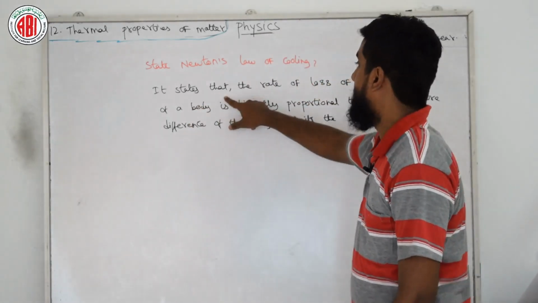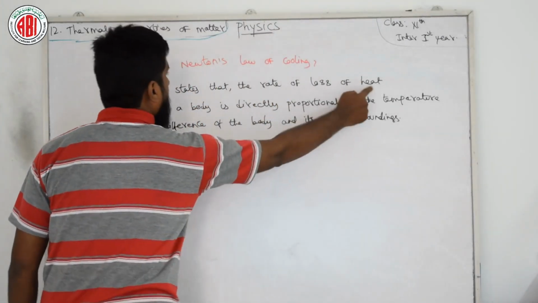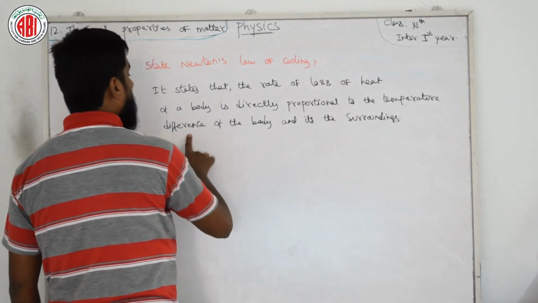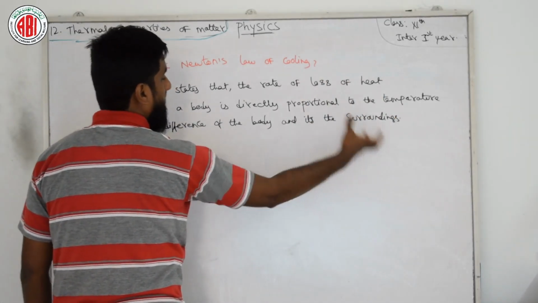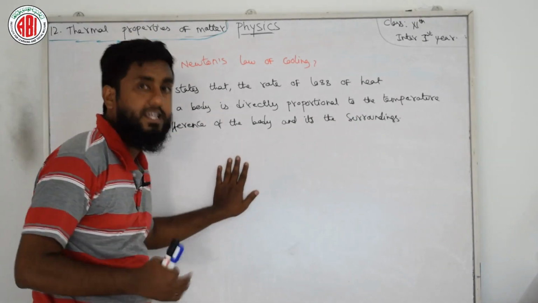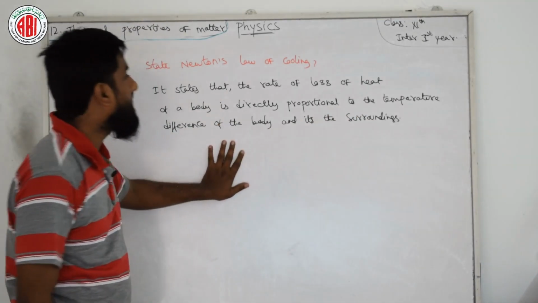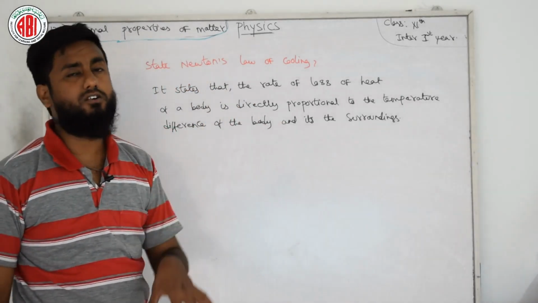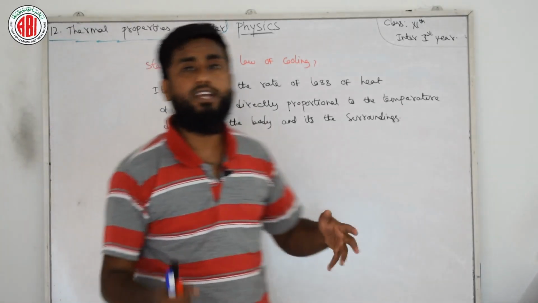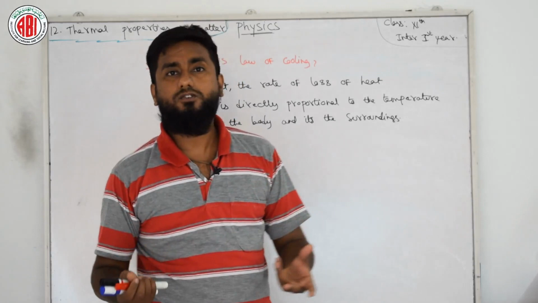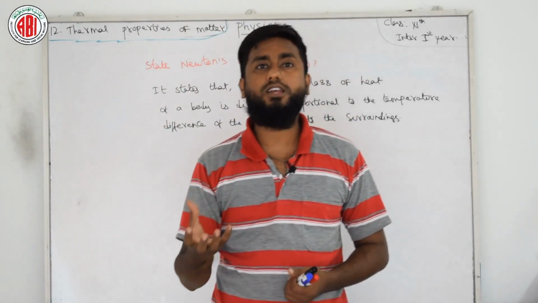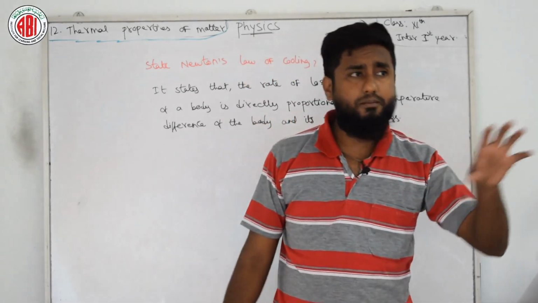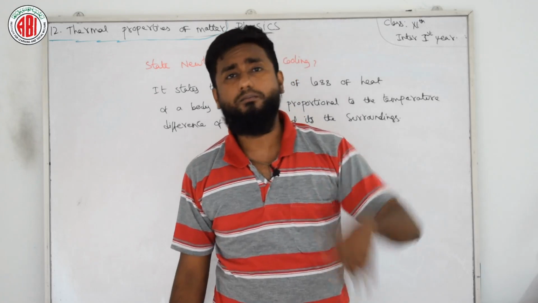It states that the rate of loss of heat of a body is directly proportional to the temperature difference between the body and its surroundings. So this law is saying that if any body is losing its heat, it is directly proportional to the difference between its temperature and its surroundings, and this is a common fact everyone knows. If we have a hot thing and we keep it in the AC, it may cool rapidly.